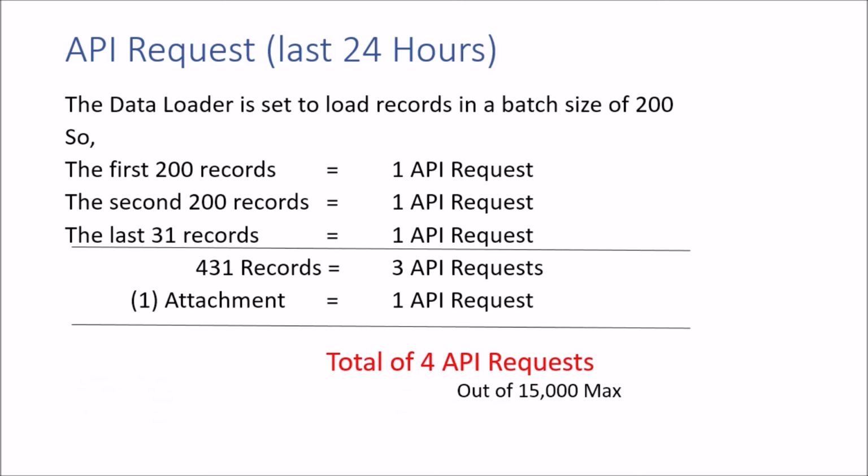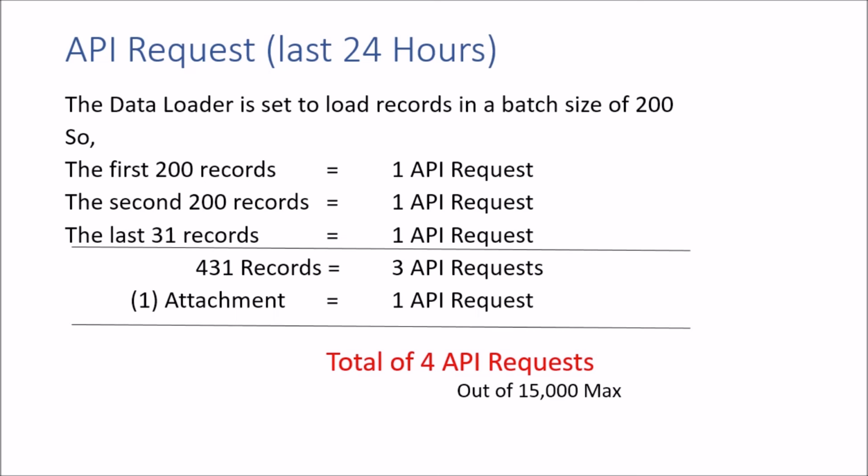Now here are the API requests, and they're actually categorized within the last 24 hours. The data loader is set to load records in batches of 200. Now you can change that, but the default is 200. So the first 200 records that we inserted cost me one API request. The second 200 was another API request, and the last 31 was one API request. So a total of 431 records and 3 API requests.